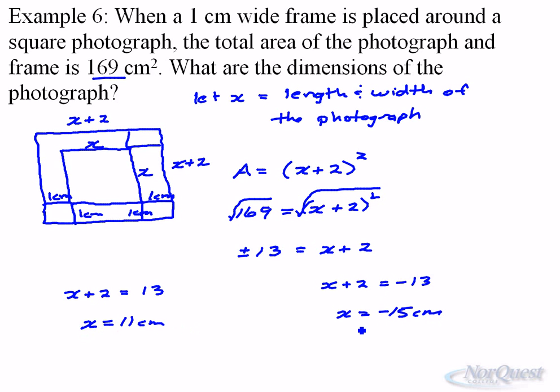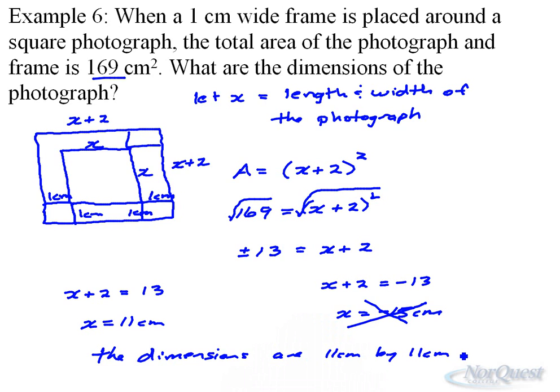Now this negative answer does not make sense for this type of question, so we can cross that out and say that's one of our extraneous solutions. And now we can look at the dimensions of the photograph as being x, which is 11 centimeters by 11 centimeters. So the dimensions are 11 centimeters by 11 centimeters.